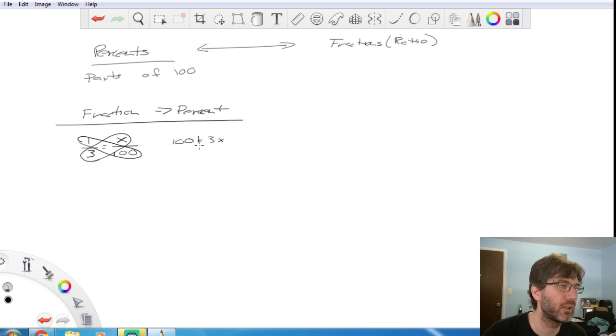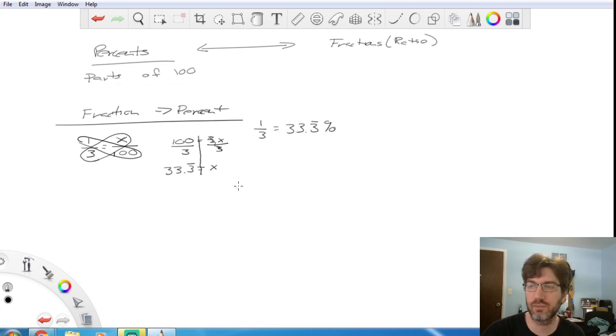And then you can use your algebra to solve for X. So get X by itself, divide this side by 3, the 3's will cancel, leaves you with X. Over here, 100 divided by 3 gives you that 33.3 repeating. So your percent here, so 1/3 is equal to 33.3 repeating percent. And that's like what Porter was mentioning there. So good job on that.